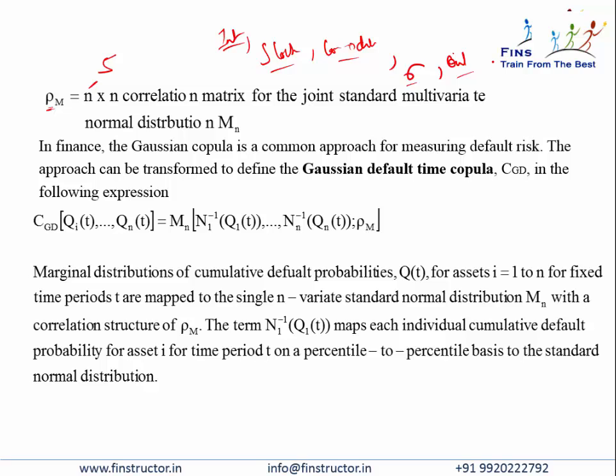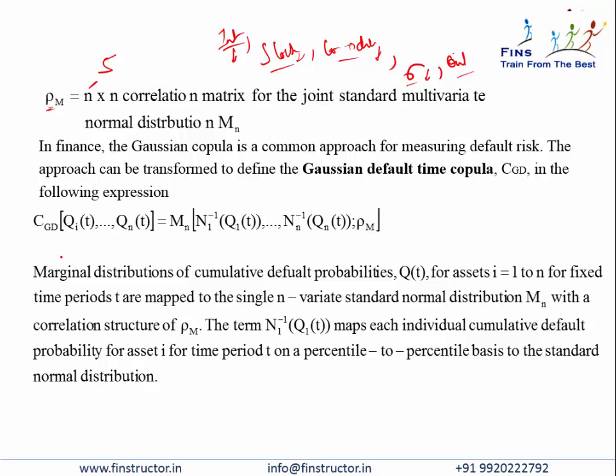So Gaussian copula is a common approach for measuring default risk. It's especially used for the purposes of default risk. That is, what is the probability that all these variables will move adversely, or will decline by a certain extent. That can be done with the help of this Gaussian copula.